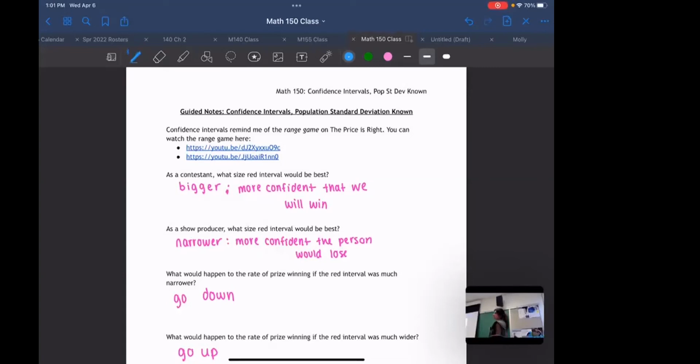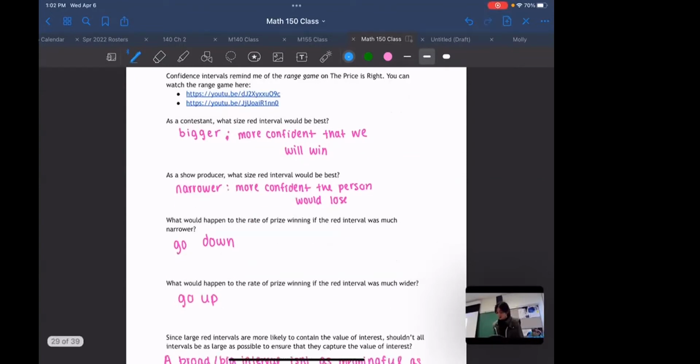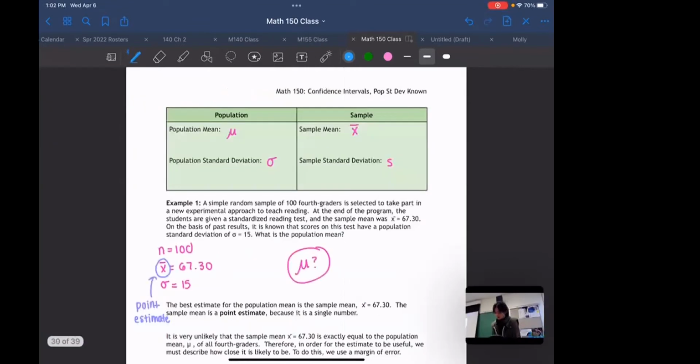We started out with watching The Price is Right, and we looked at the range game. Confidence intervals are essentially that red interval that stopped it. If the population mean, or the thing that you're interested in, is inside the red thing, then you win. And if it landed outside, then you lost, right? So we did The Price is Right.